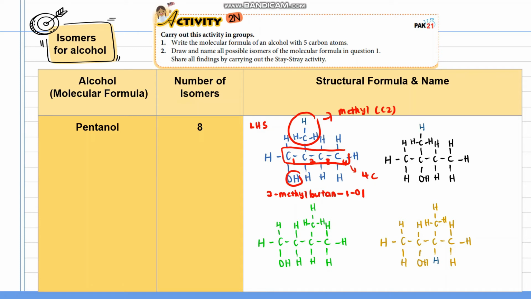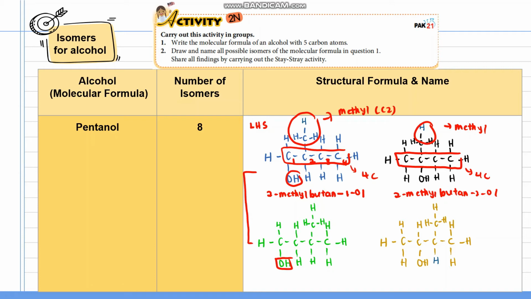Moving on, we can switch the position of the hydroxyl group. Here the longest carbon chain is 4 carbons, and we also have a methyl group. But now the hydroxyl group is on the second carbon. So now we name it 2-methylbutan-2-ol. Next, we can also switch the position of the branch, which is the methyl group. If we compare these two, the hydroxyl group remains, but the methyl group is moved to the next carbon.